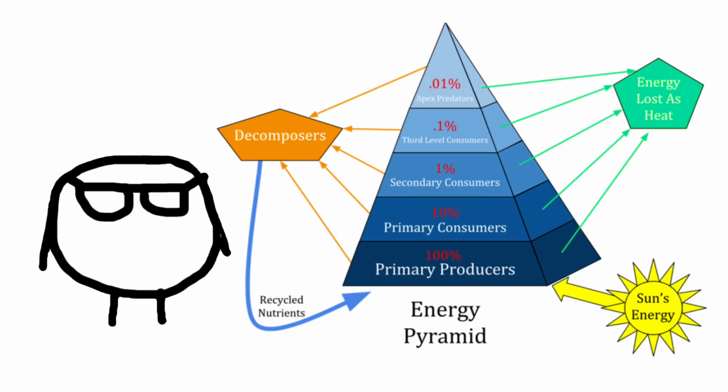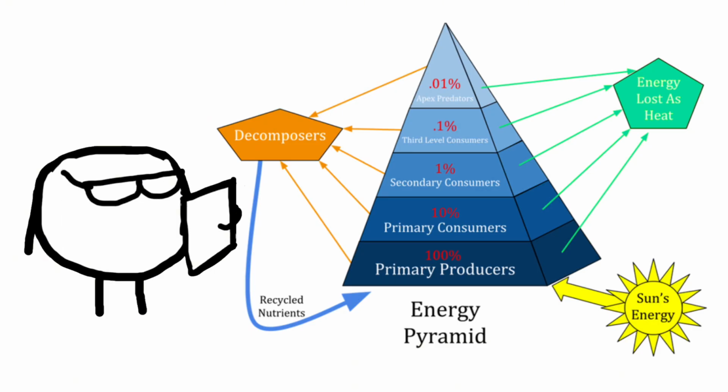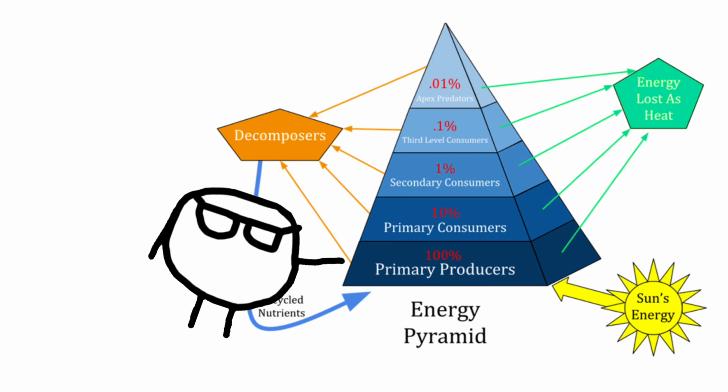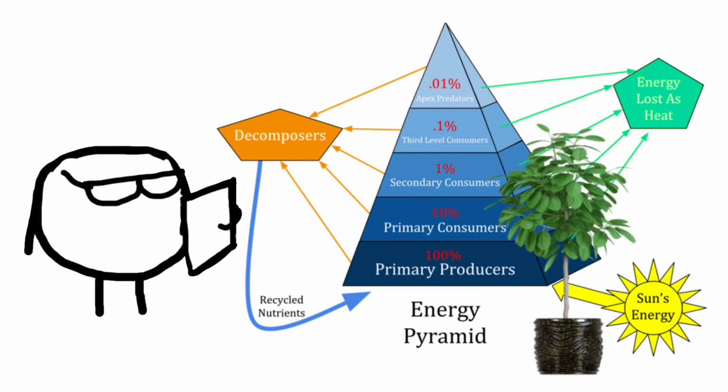Now let's talk about energy pyramids. Energy pyramids show the energy gained or lost within the trophic levels in an ecosystem. At the bottom of the food chain are primary producers, like autotrophs, like plants, mosses, and algae.